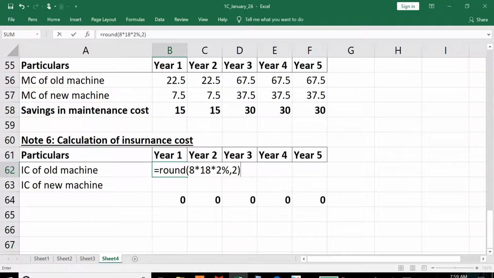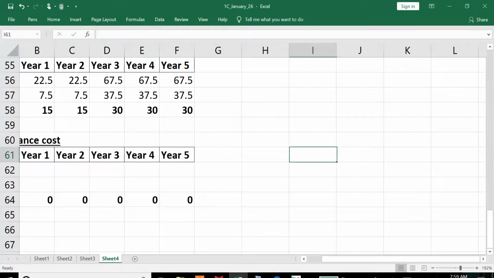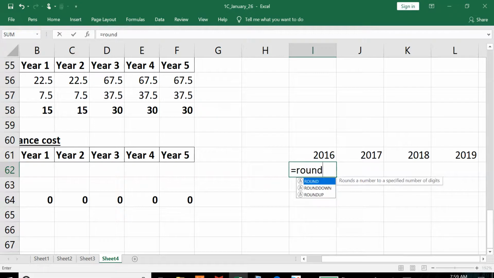I can also interpret this as saying that year 1 is technically when 3 years have already gone by, because they said 2% of the original cost. So it could be like this also, that is today we are in 2019, so 2016, 2017, 2018 and 2019. In 2016 the cost would have been 8 into 18 into 2%, that is the 2% of the original cost.